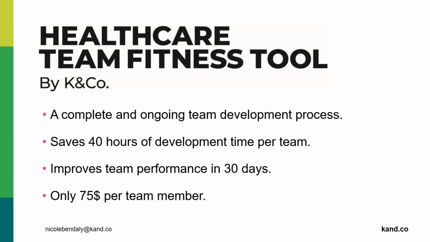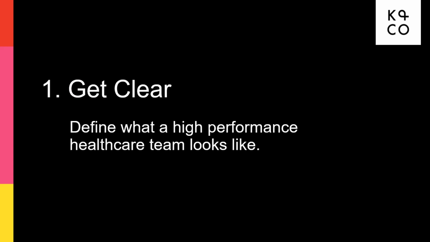All right. So let's start with the first step. Get clear. And by getting clear, I mean define what a high-performance healthcare team looks like. Like I said, one of the biggest mistakes is that there's no clear definition within the organization of what teams are striving for. How can you improve performance if you don't know what high performance looks like? You'll be spinning wheels and trying to improve this, but that doesn't really work.